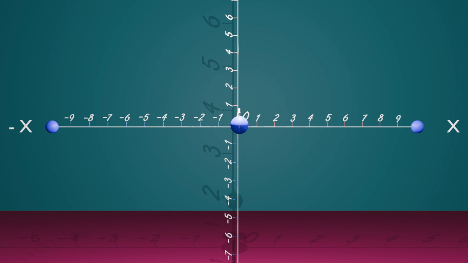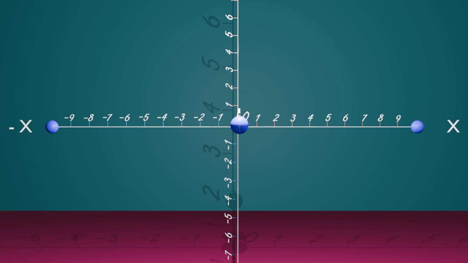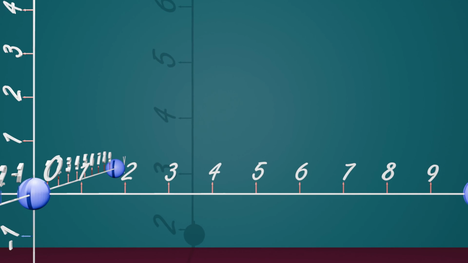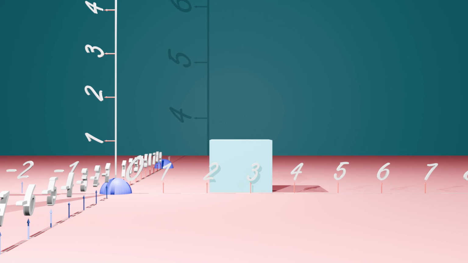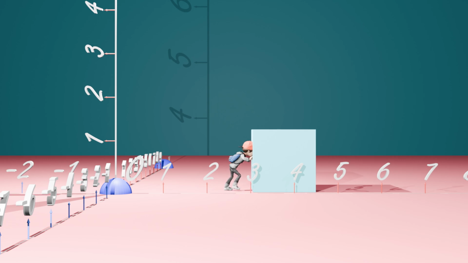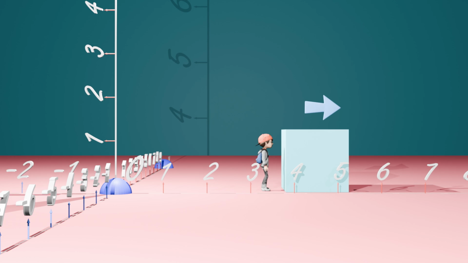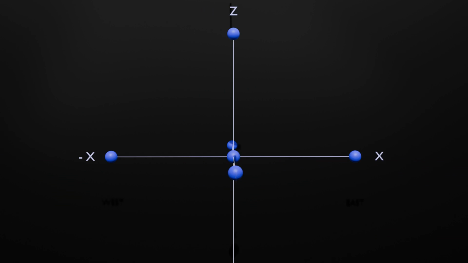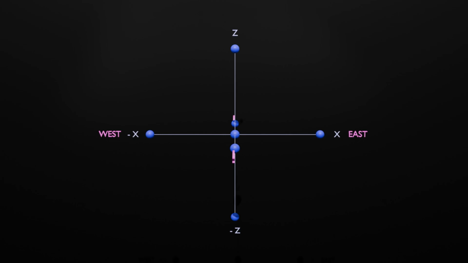We can understand quadratic equations by graph on this line. We can find direction of force applied on any object. As you can see, this is applying a force on the box in positive x direction. One more important thing to notice is that these axes can also be considered as east, west, north, south, up and down directions.